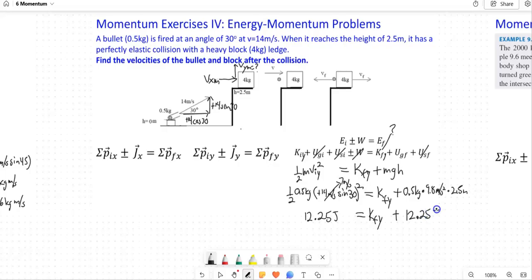So we just determined that the y direction component of the kinetic energy gets totally consumed and turned only into height, such that when it gets up to that maximum height of 2.5 meters, all of its kinetic energy is consumed.